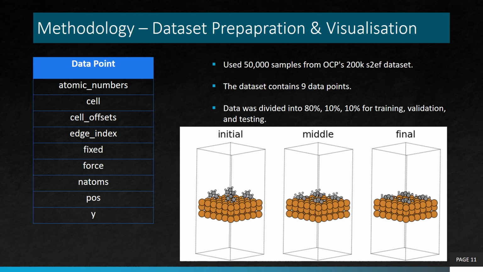In order to better visualize our data, we can use the Atomic Simulation Environment package in Python. We can see the initial states of our atoms and then the final states of our atoms after a relaxation algorithm has been applied. The orange sphere represents copper, the gray sphere represents carbon, and the smallest sphere represents hydrogen.